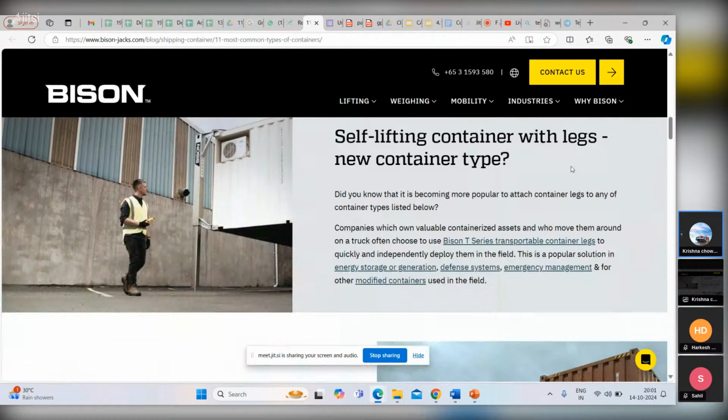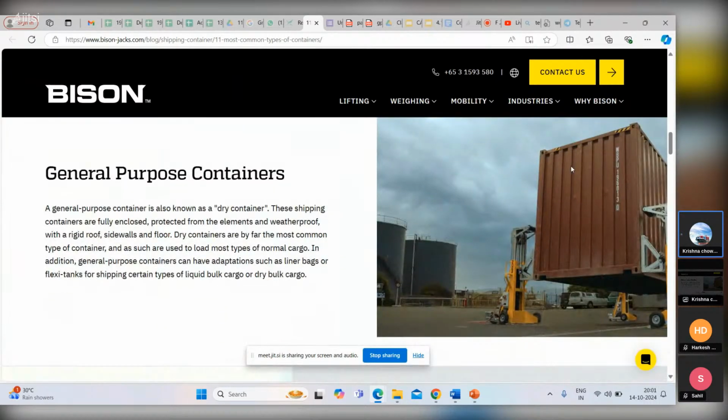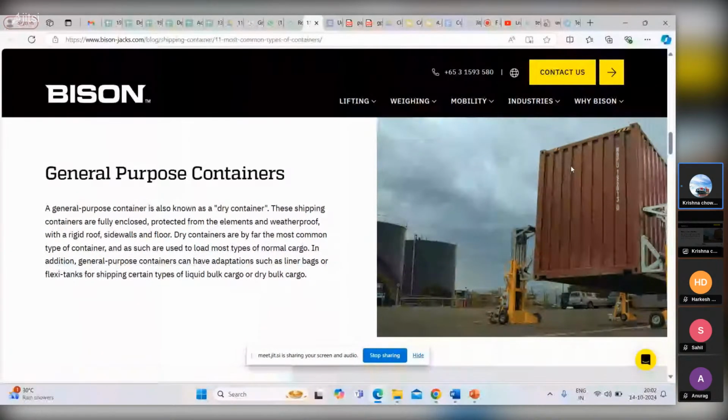A general purpose container, which you have mostly seen, is what you can put general cargo in. So dry items, like your parcel box from Amazon or any courier company. These shipping containers are fully enclosed, as you can see in the picture, protected from the elements and weatherproof. As per the DG rules, there is a requirement that if it goes in water, it should survive for 3 months, 6 months, like that, within the packaging and marking, everything, with rigid, weatherproof side walls and floors.